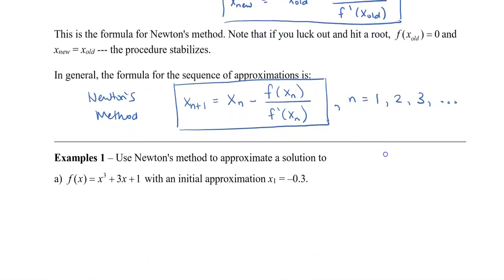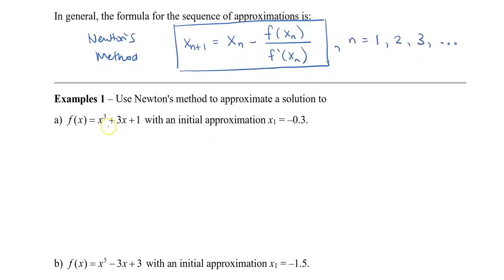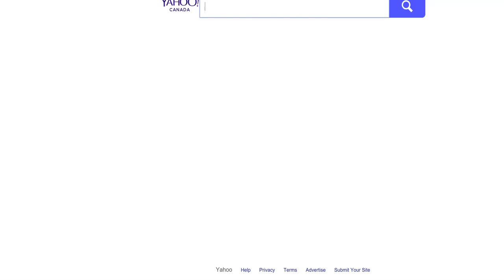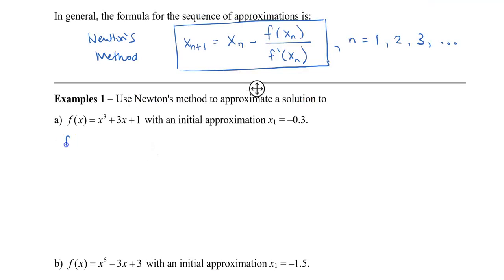So let's use Newton's method to approximate a solution. Let's say that we have this cubic function, and I want to find out where it crosses the x-axis. My initial approximation, sometimes it's given to you. On this one, I'm going to give you that the x sub 1 value is negative 0.3. Okay, so I need to find the derivative. Oops, sorry. And we have f prime of x equal to 3x squared plus 3.